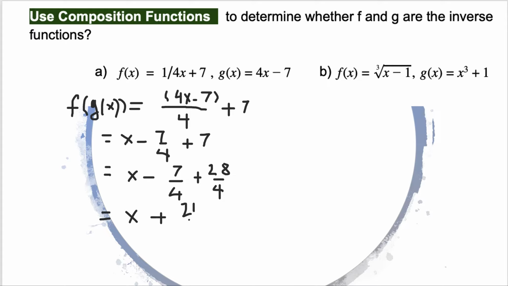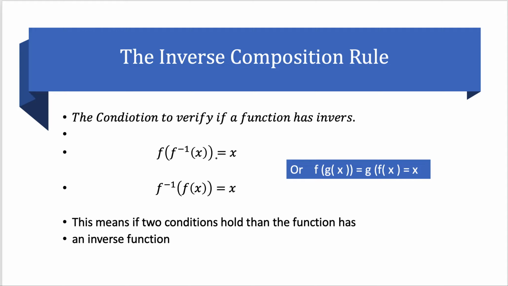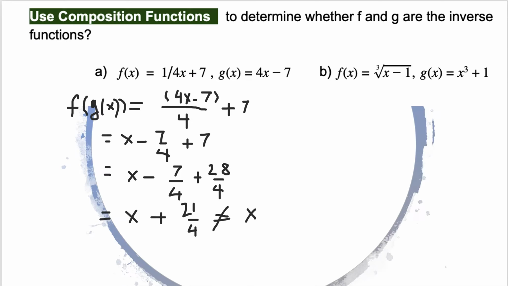Here I'm not interested in doing anything else, but I know that this number, 21 over 4, is going to be different from x. So it does not satisfy the condition. Because it does not satisfy this condition, we know g of x is not the inverse function of f of x, and neither is f of x the inverse of g of x. So none of them is the inverse of the other. Let me write: no, those are not inverse functions of each other.